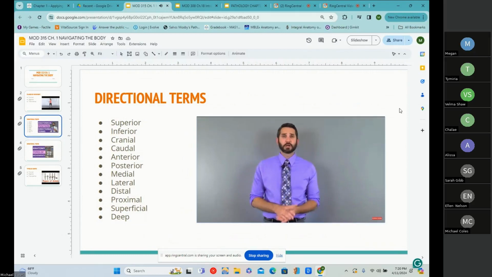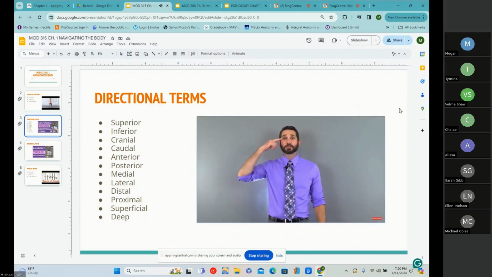So let's apply these terms to the body. My eyes are superior to my nose, which is superior to my mouth, which is superior to my neck, which is superior to my chest, which is superior to my navel. Or you could say it the other way. You could say my navel is inferior to my chest, which is inferior to my neck, which is inferior to my eyes, and so on.